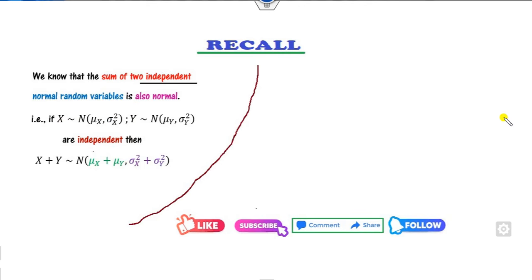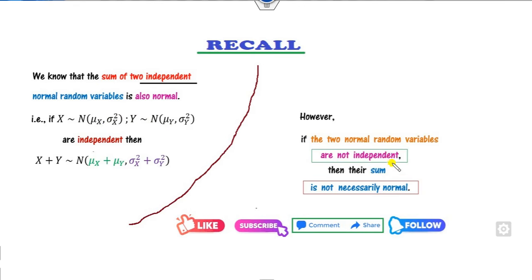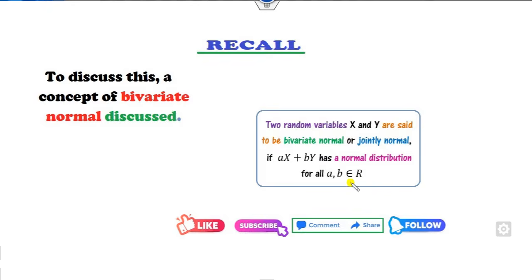Based on this, we also described that if you have two independent random variables, then the sum of the two independent normal variables, that is, if x and y are normal and independent, then the sum is also normal. However, if they are not independent, if x and y are only two normal random variables, then their sum may or may not be normal. That concept we already explained in the bivariate normal distribution.